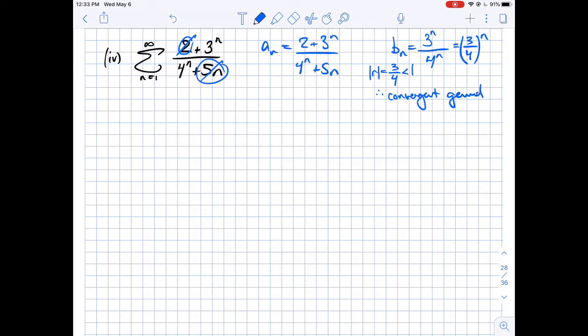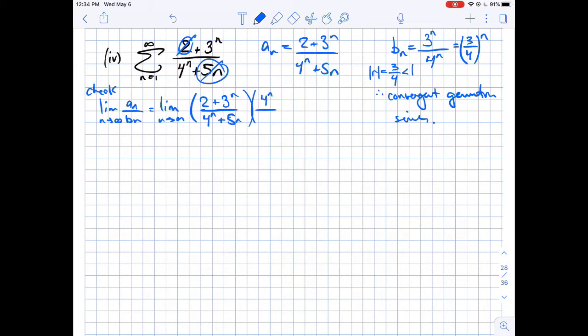And so at this point, we would be assuming that an is also going to be convergent, but we have to check using the limit comparison test what that limit is going to be. So here, what's the limit as n approaches infinity of an over bn? So we have an is 2 plus 3 to the n divided by 4 to the n plus 5n. And I'm going to multiply that by the reciprocal of bn, which was 4 to the n over 3 to the n.